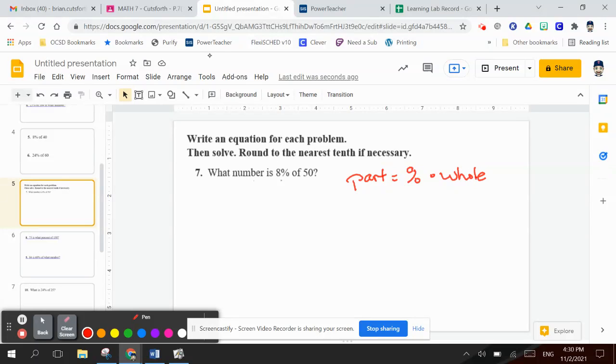So as I look through, what number is 8% of 50? Well, 8% is our percent, 50 is our whole. We're trying to find the part. So I have P as in part equals 8% times 50. 8% would be 0.08 times 50 equals our part. So when I multiply 50 times 0.08, I get 4. And 4 is that part.